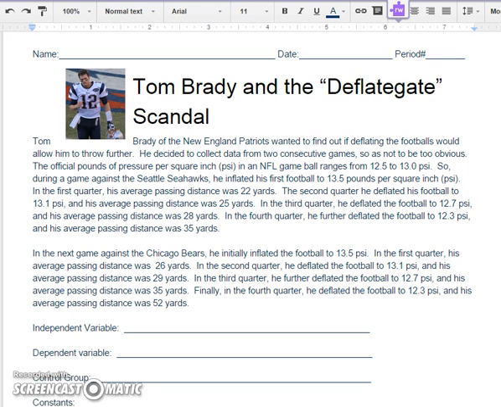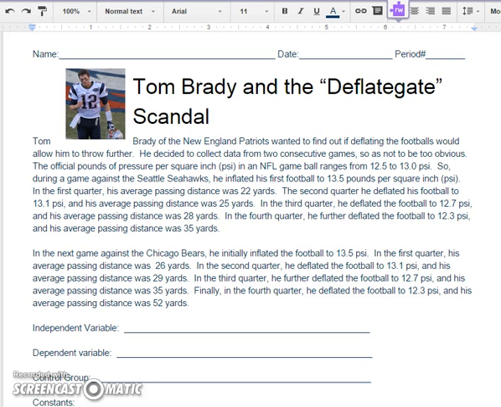yards. In the next game against the Chicago Bears, he initially inflated the football to 13.5 PSI. In the first quarter, his average passing distance was 26 yards. In the second quarter, he deflated the football to 13.1 PSI, and his average passing distance was 29 yards. In the third quarter, he further deflated the football to 12.7 PSI, and his average passing distance was 35 yards. Finally, in the fourth quarter, he deflated the football to 12.3 PSI, and his average passing distance was 52 yards.